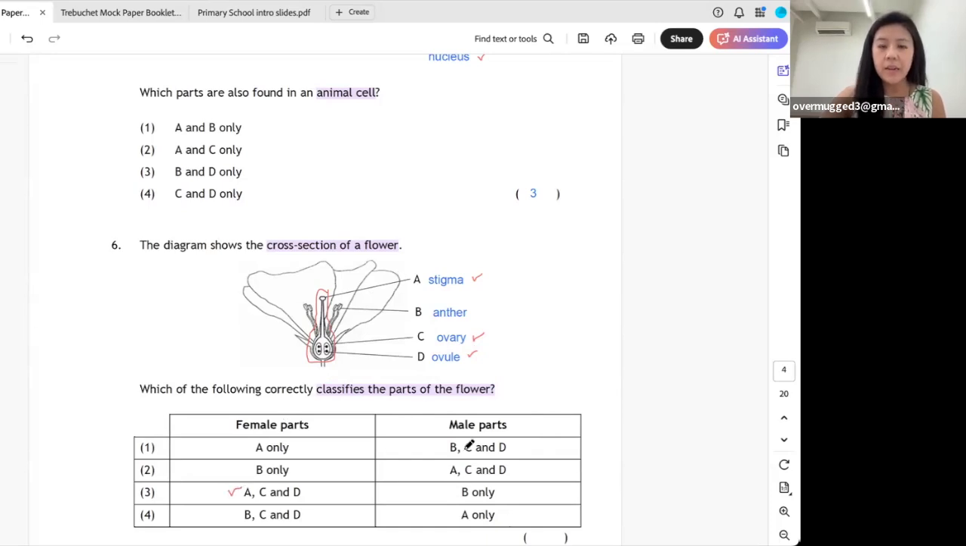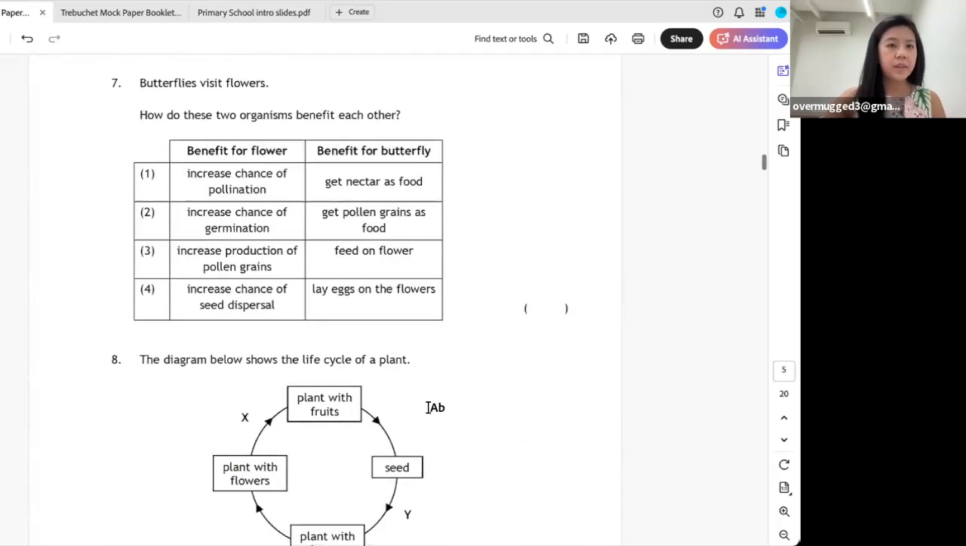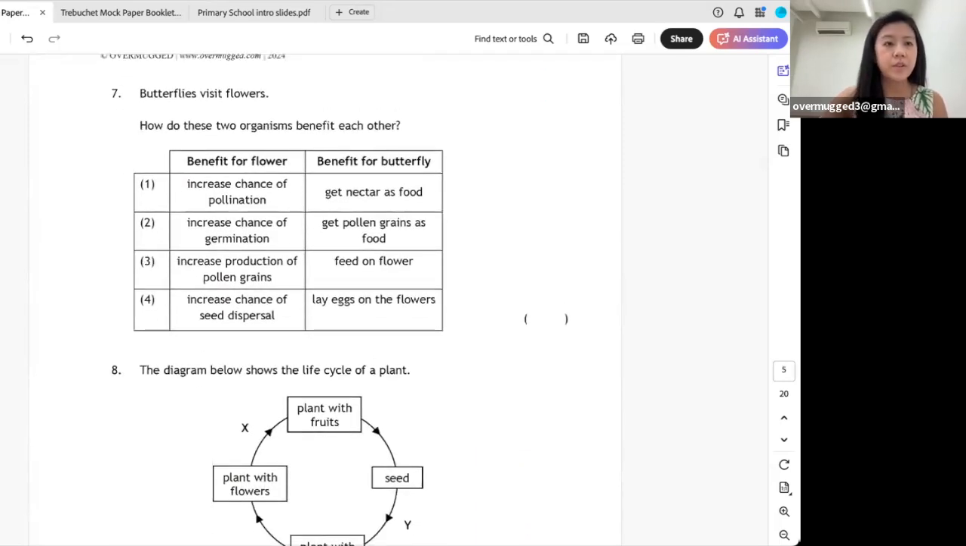And just to confirm, B, which is the anther, forms the male part. Okay, again, the male part has another part to it that's not labeled here, which would be your filament. Okay, the filament holds up the anther. All right, so over here for question 6, your answer should be option 3. Right? Let's move on. Now, question 7, short and sweet question.